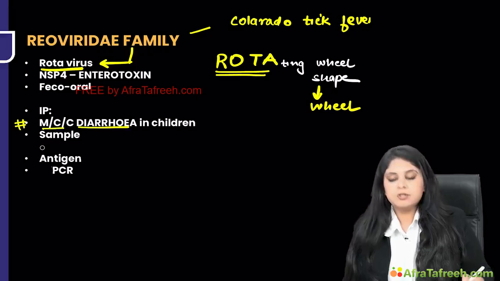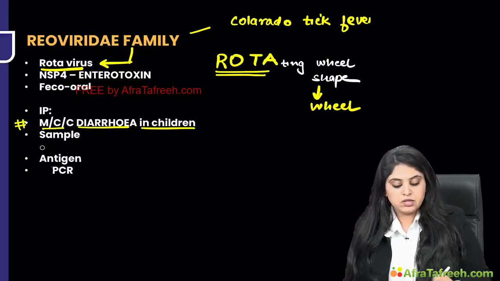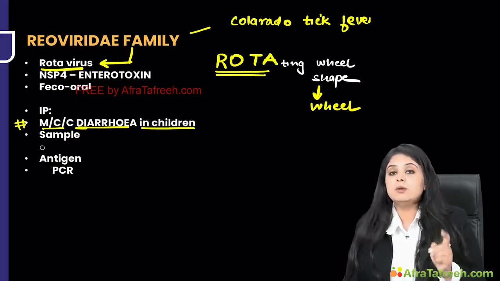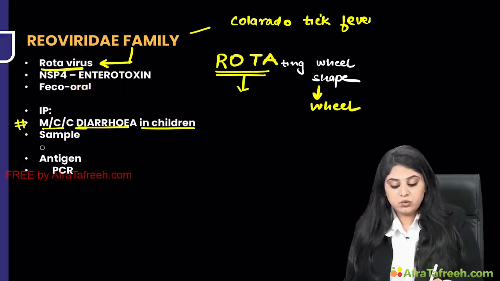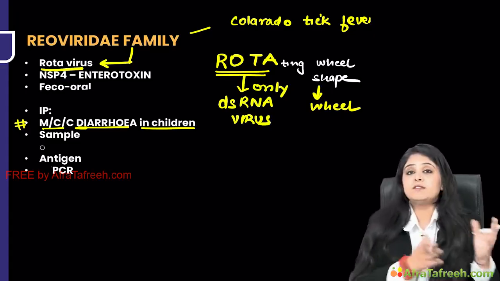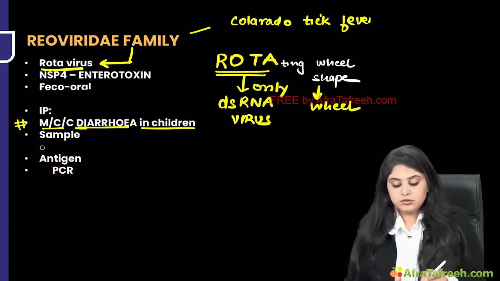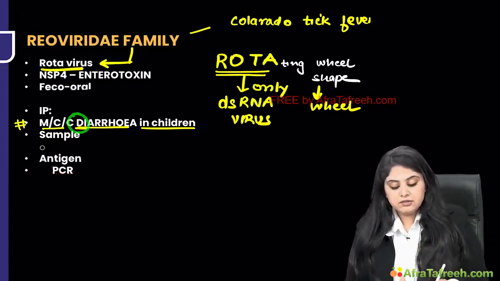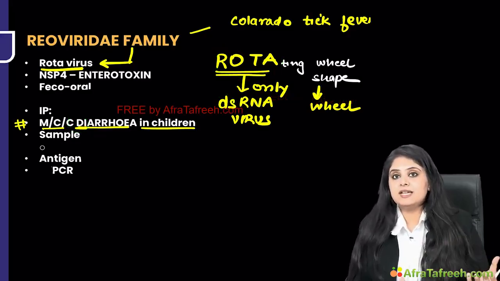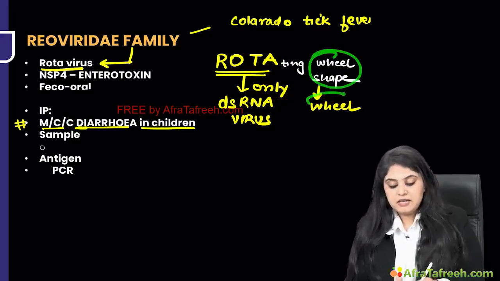This is the most common cause of diarrhea in children. So it is a rota hua bachcha. The kid will have diarrhea. So this is the only double-stranded RNA virus. All these points I have taught you in your general virology. So please note, the diarrhea kid is going to be the double-stranded RNA virus. Rota hua. Why rota? Because he's actually having diarrhea. And rotating wheel will tell you the shape.